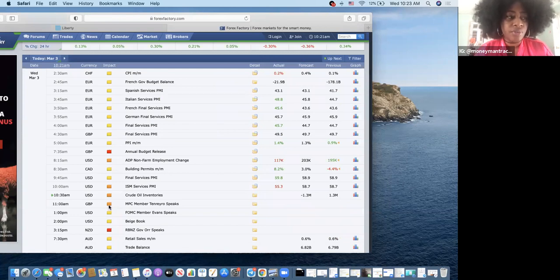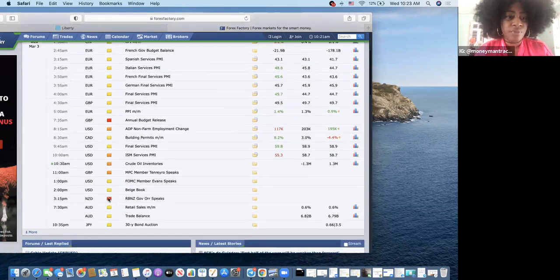I see an orange folder for GBP, right? And then a little bit later, I see a red folder for NZD. So I'm just going to disregard that, and I'm just going to pay attention to what's happening now. So I know that even if I did want to get into USD GBP, I might just want to use a little bit of caution, or I just want to avoid those pairs altogether, right?